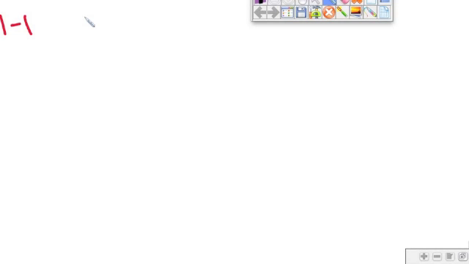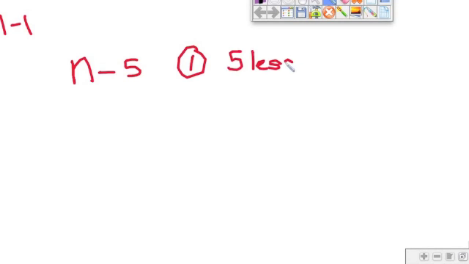Okay, so if I have something like n minus 5, two other ways we could say this are 5 less than n. Okay, now notice the order. It's 5 less than n. It's not n less than 5. If you write it in the wrong order, you could get the wrong answer.